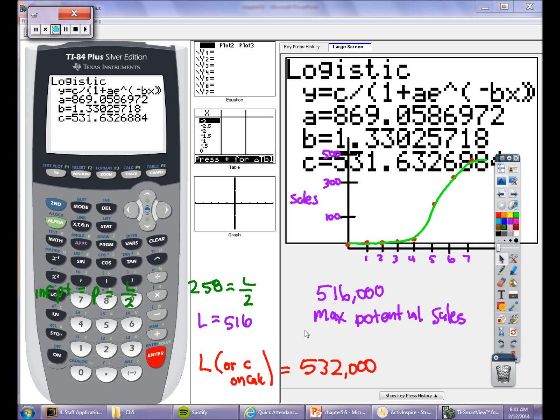Looking back at what we said before, we said we had a maximum potential sales of 516,000. The calculator estimates this a little bit better by getting a more accurate inflection point of 532,000. You could also graph this on the calculator.